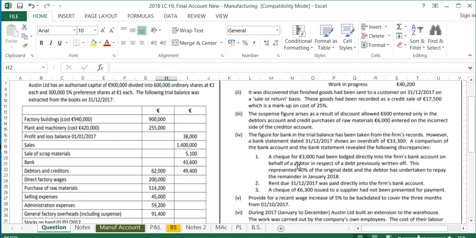So the first entry was a check for 1,000 lodged directly into the firm's account on behalf of a debtor in respect of a bad debt previously written off. This represents 40% of the original debt and he's going to pay the remainder in January 2018. Okay, so this is a bad debt that was previously written off, but now he's giving us some of the money again, and he says he'll pay the remainder at the start of next year.